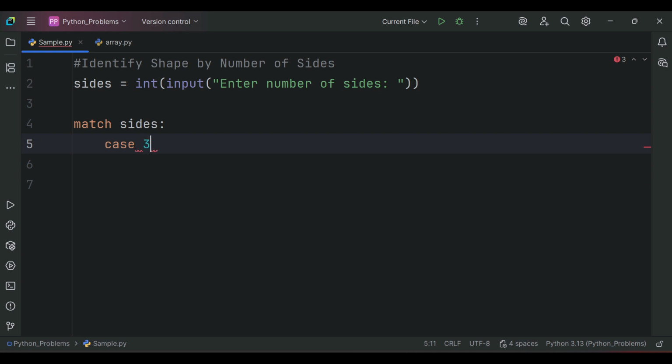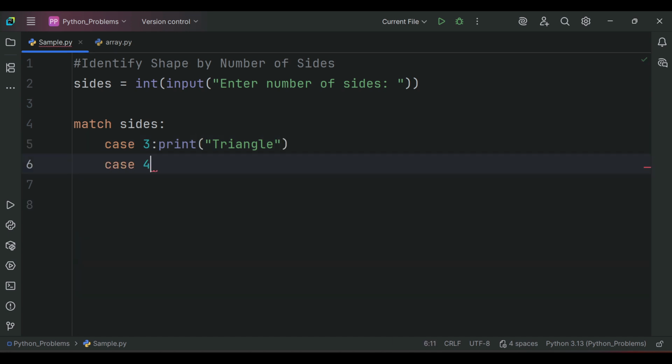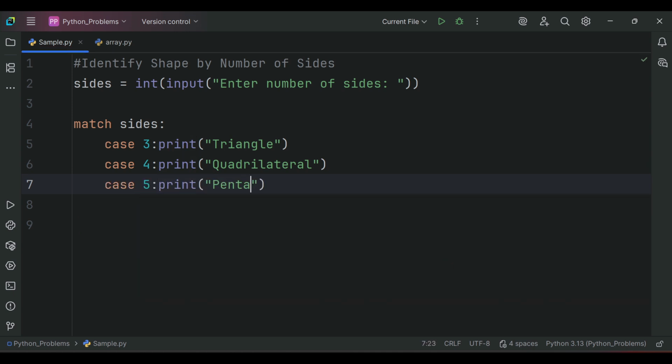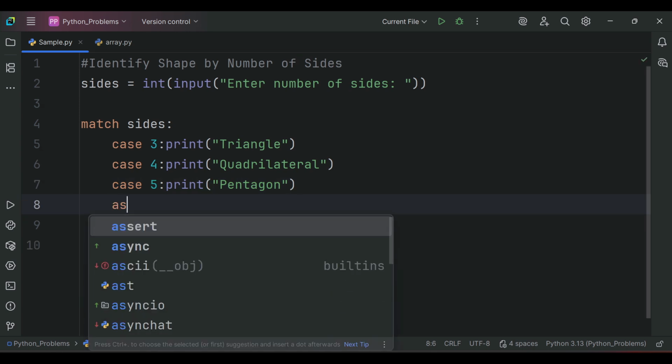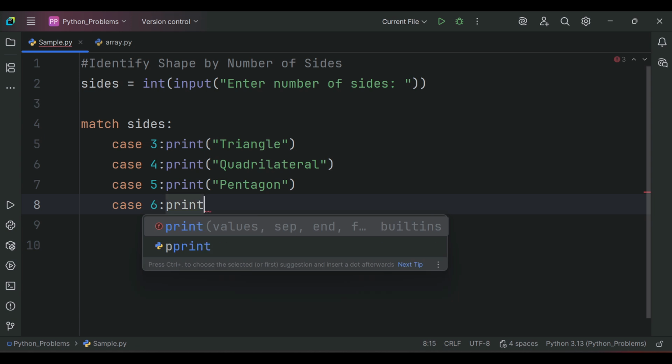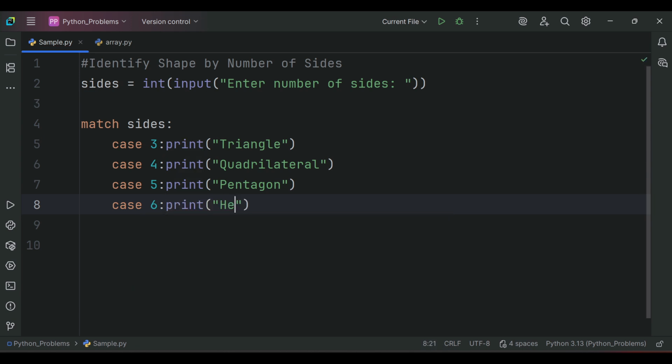Suppose case 3 is there, print it's a triangle, meaning the number of sides of this shape is 3. Case 4 will print quadrilateral. Case 5 we call pentagon. And case 6, meaning the number of sides is 6, at that time we call it a hexagon.